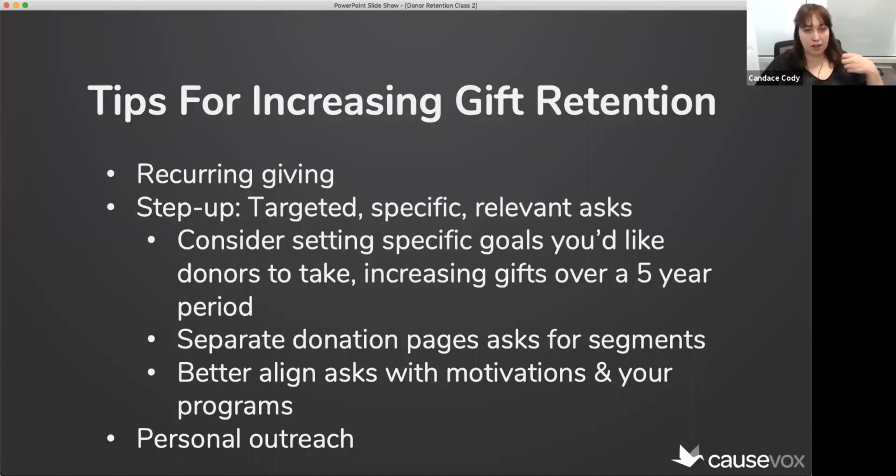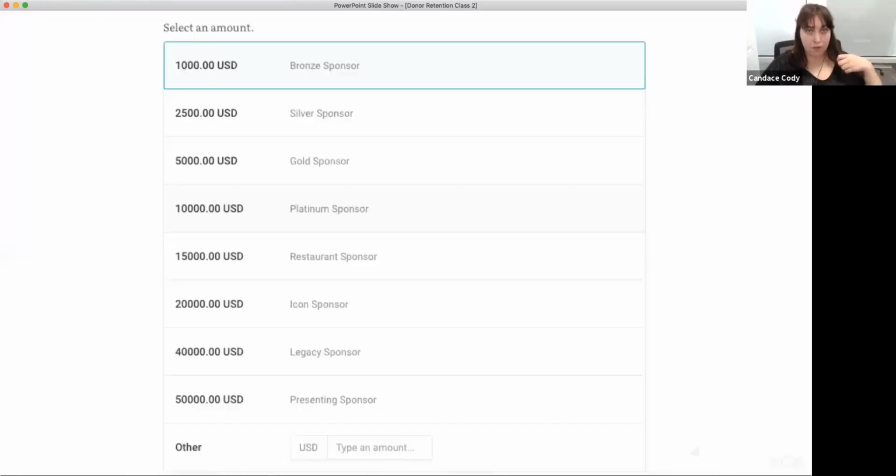So consider doing that as well, where you might have a list of your top 20 donors, for example, that you want to personally call, email, whatever it is, and ask them to give a specific amount higher than last year. So that's a few strategies for gift retention.